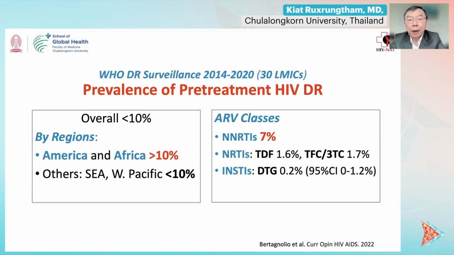In terms of the drug class, NNRTI has the highest prevalence, 7%. The good news is that the commonly used backbone, TDF and FTC or 3TC, is less than 2%, and DTG is less than 1%.